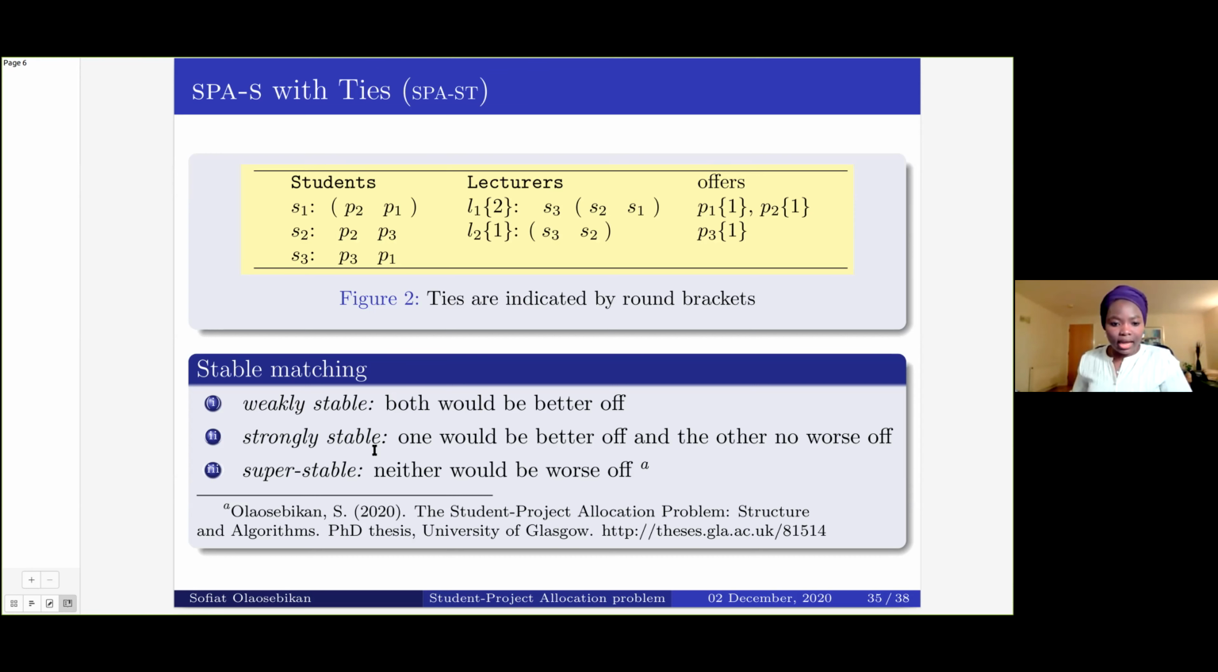And again, in my thesis, I designed polynomial time algorithms for super stable matching and for strongly stable matching. Finding maximum weakly stable matchings is NP-hard, and the polynomial time algorithm for that was designed by Francis Cooper, who is a student, a colleague. We both graduated this year, which is amazing. She's now working for Google. Yeah, so this is all on SPA-ST. The remaining details can be found in my thesis.